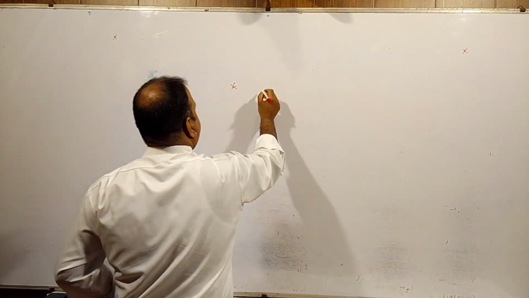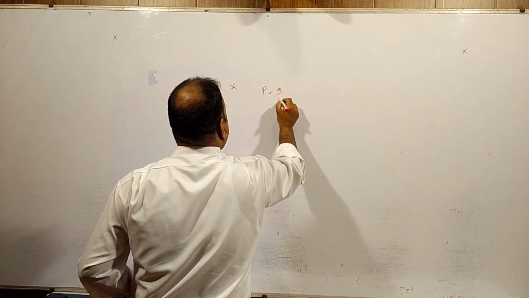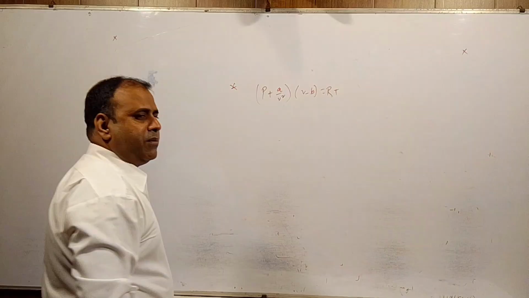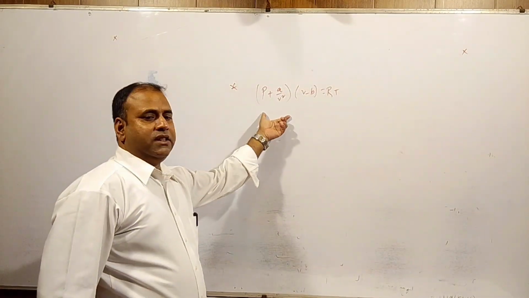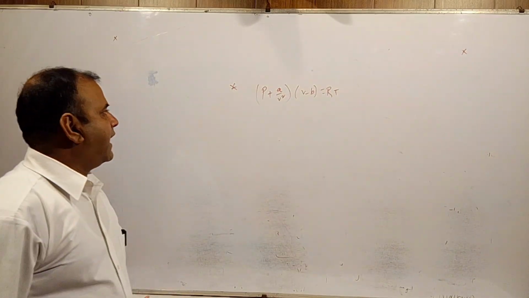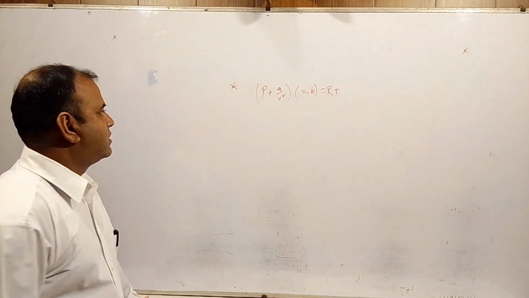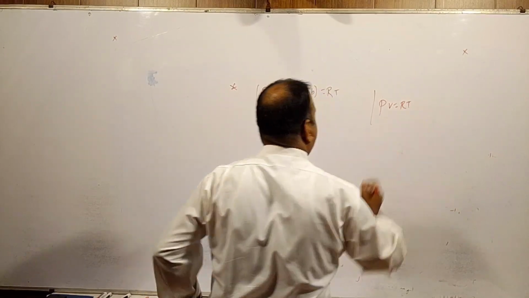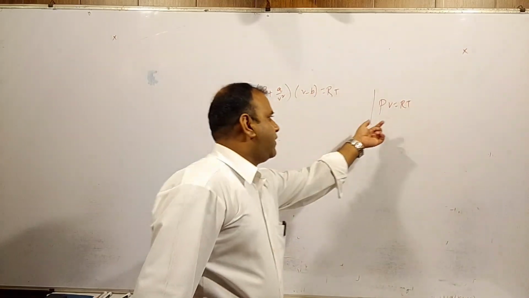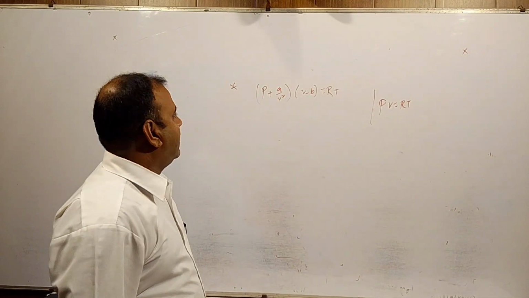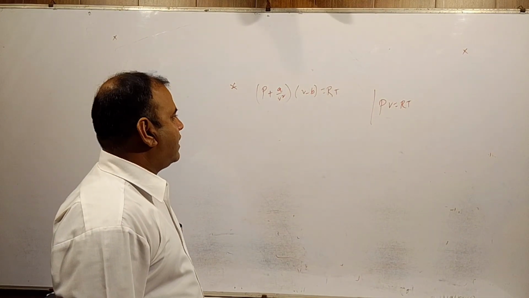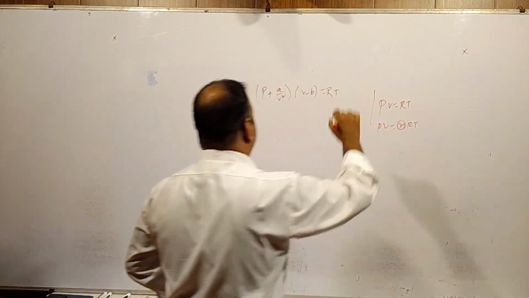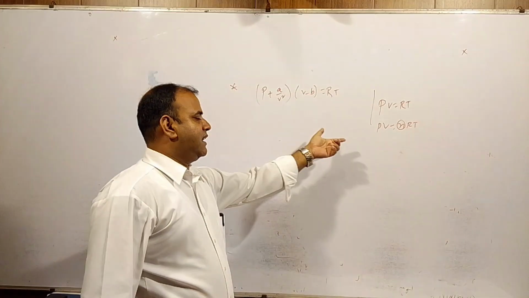One more example. Suppose (P plus a by V square) times (V minus b) is equal to RT. You remember, this is a kind of relation, and the name of the relation is the van der Waals equation. The van der Waals equation is the modification of PV is equal to RT, that means the ideal gas equation. After modification of the ideal gas equation, it is given like this. PV is equal to RT for 1 mole of gas, and PV is equal to nRT for n moles of gas. So this is the modified form of the ideal gas equation.